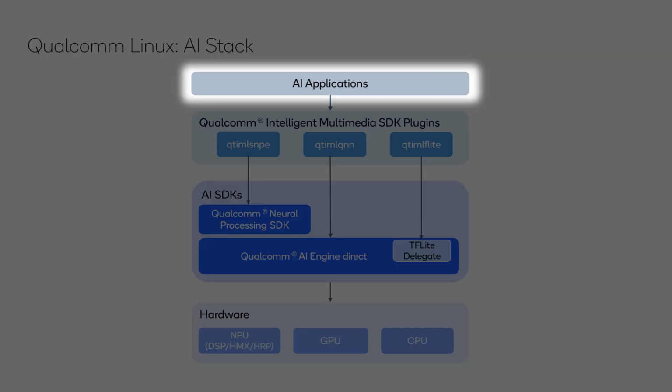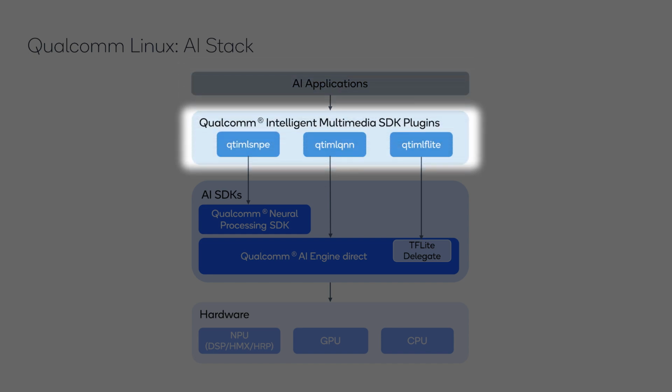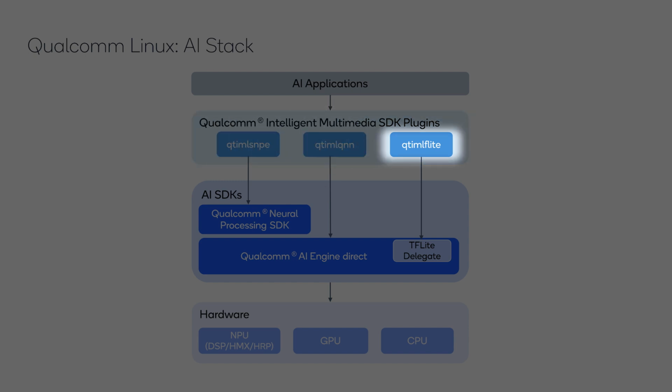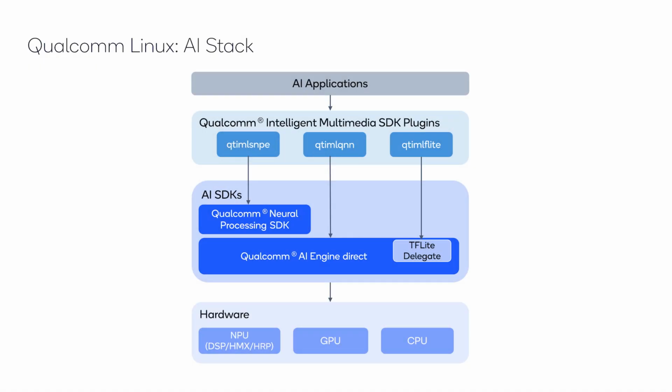First, there are the AI sample applications. They help you implement end-to-end use cases and can be customized as needed. Next, there are GStreamer plugins. Qualcomm Linux software offers GStreamer based machine learning plugins for accelerating AI inferencing using TF-Lite and Qualcomm Neural Processing SDK. Additionally, there are GStreamer plugins for pre and post processing.